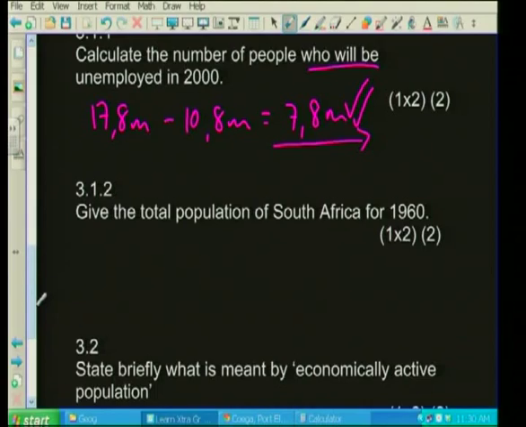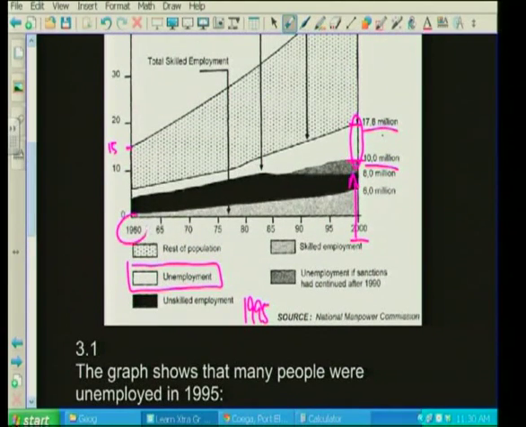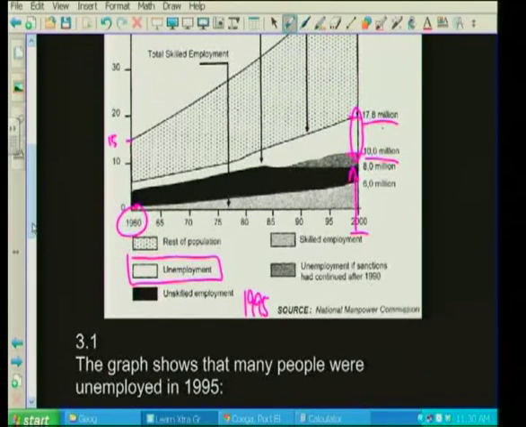All right, then question 3.1.2 says, give the total population of South Africa for 1960. What was the number of South Africans in the year 1960? So we go back to the graph and we read up here. Remember, I pointed it out earlier here. When you look at your scale, here's 10, there's 20, so halfway is there, 15.